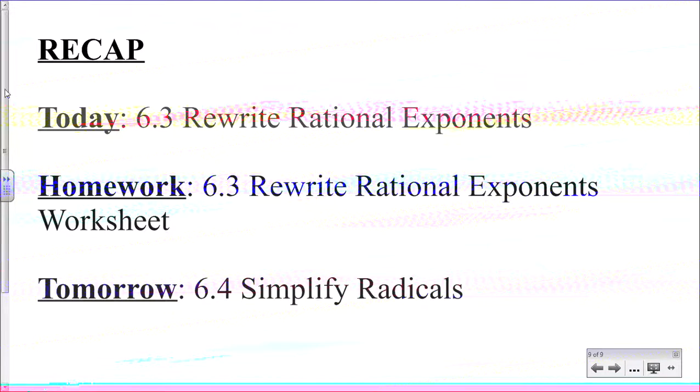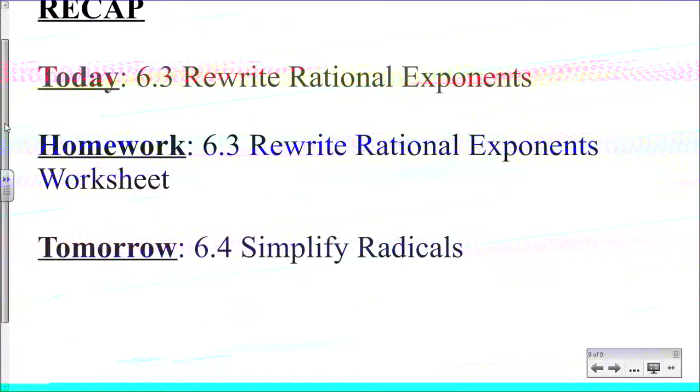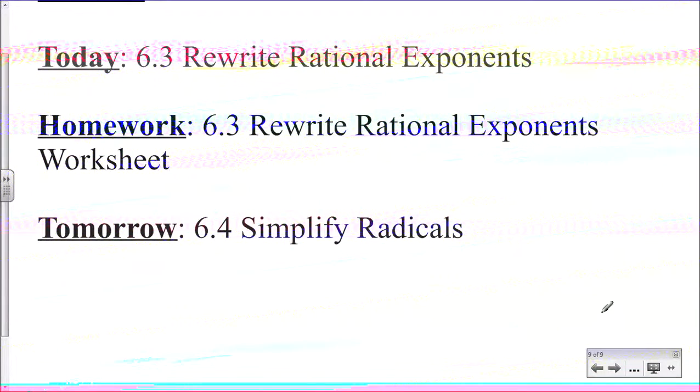Okay, so today we did rewriting rational exponents. You do have a worksheet for homework, and tomorrow we're going to start simplifying radicals. If you have questions, ask a partner or the sub, and we will go through this tomorrow.